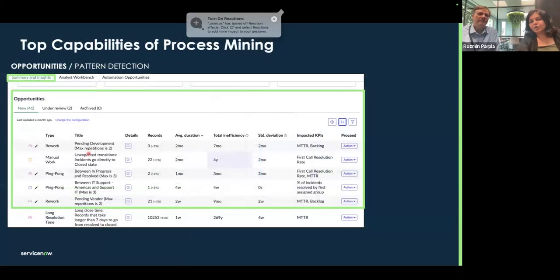We also have something called opportunities on the summary and insights page, where all the bad patterns in your process are depicted by the machine. So you see here ping pong, rework, these are out-of-the-box free patterns that we give you. And when you implement it on your data, it shows whether your processes are ship shape or suffering from these bad patterns or not.